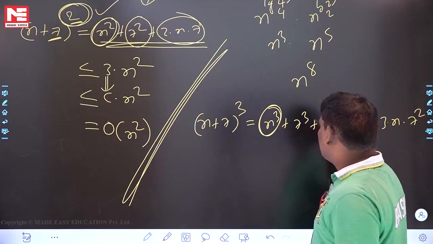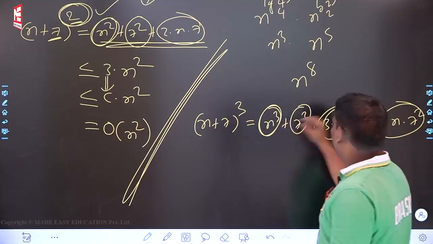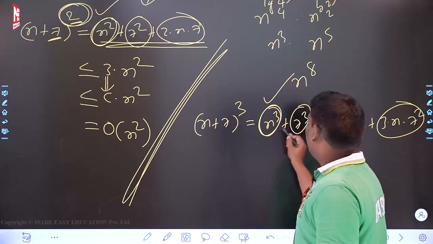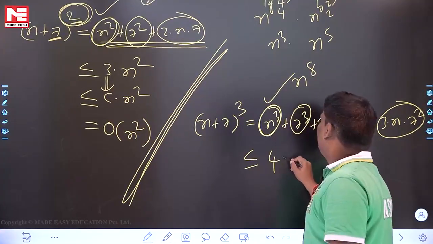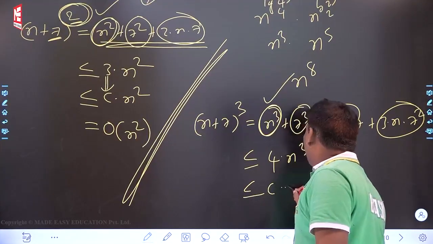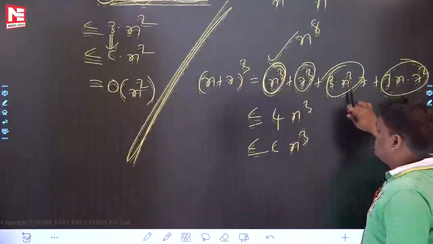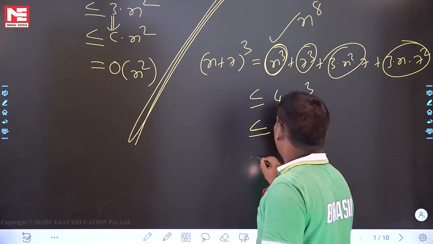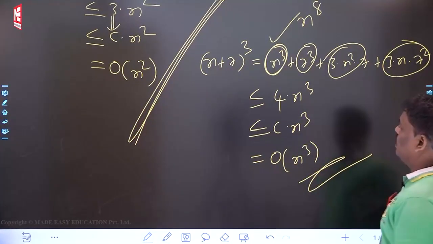N cube. It is smaller than n cube. It is also smaller than n cube. It is also smaller than n cube. Among all, the bigger one is n cube only. Even though they are small, I am taking n cube only. Means less than or equal to 4 into n cube. So 4 is a constant. This can be written as c into n cube, right? Which is nothing but big O of n cube.